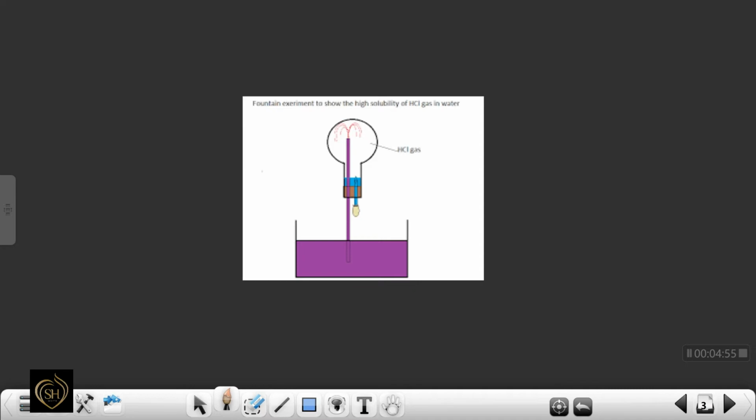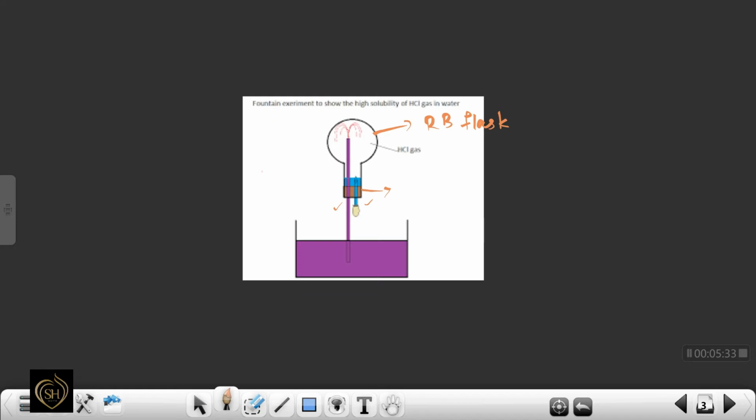The procedure in this fountain experiment is: take a dry round bottom flask filled with dry HCl gas. Arrange the apparatus as shown in this figure. On the mouth of the flask, fix a rubber stopper with two holes, the first hole and the second hole.